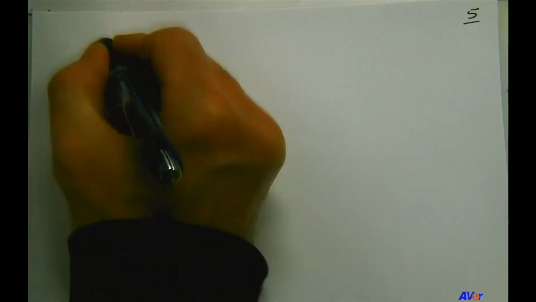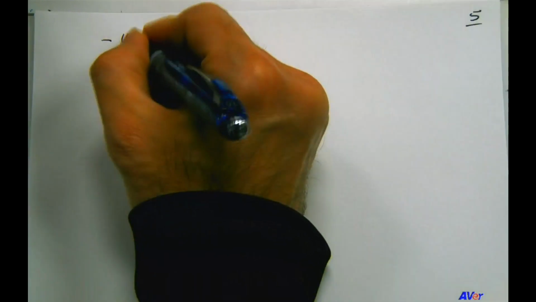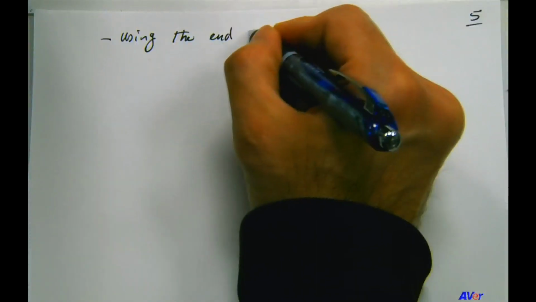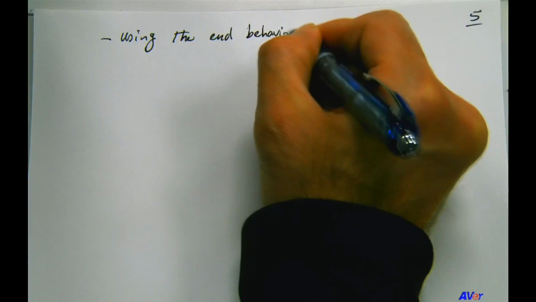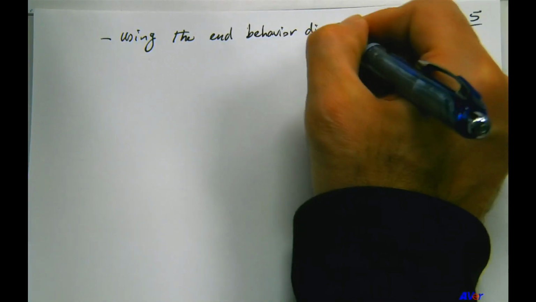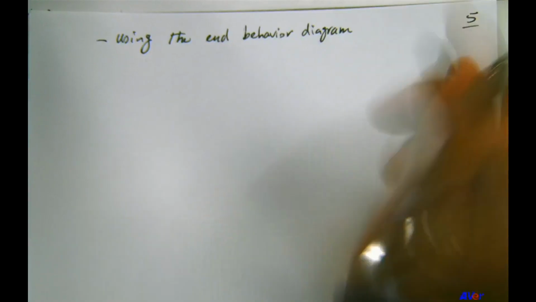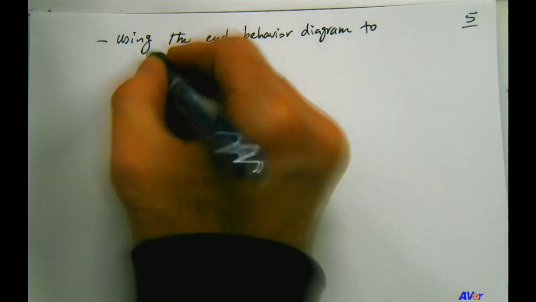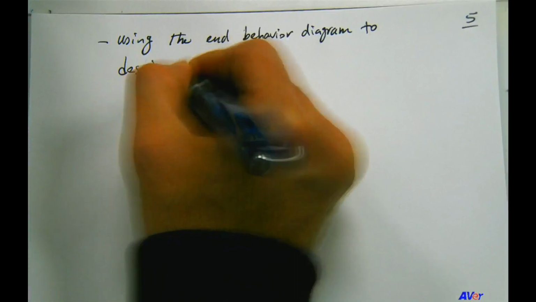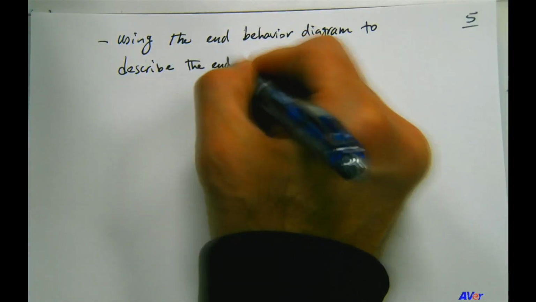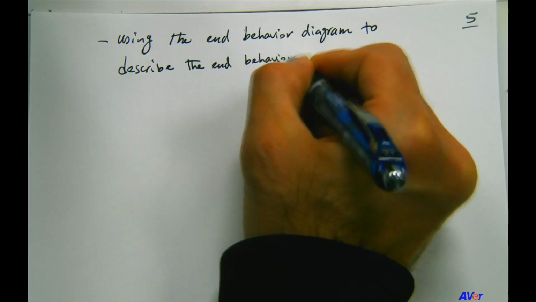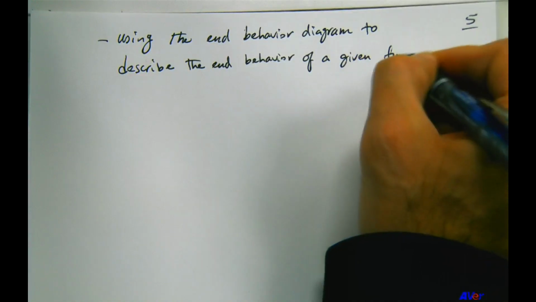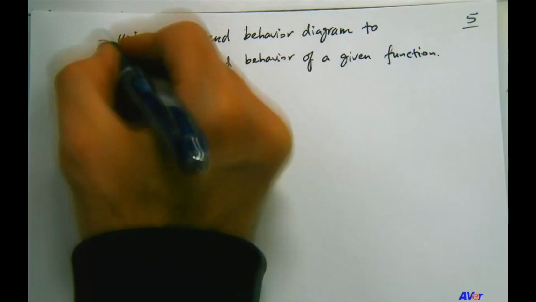So one of those topics is called using the end behavior diagram to describe the end behavior of a given function. So that's one thing I want to talk about.